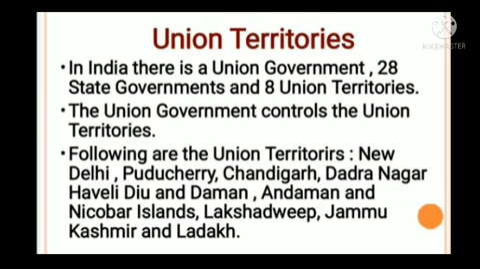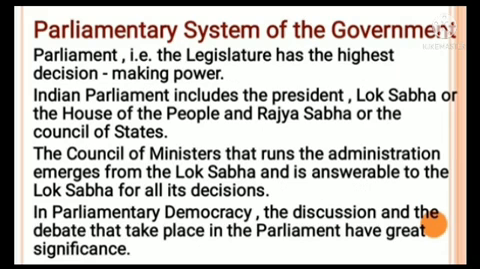Union territories. In India, there is a union government, 28 state governments and 8 union territories. The union government controls the union territories. Following are the union territories: New Delhi, Puducherry, Chandigarh, Dadra Nagar Haveli, Diu and Daman, Andaman and Nicobar Islands, Lakshadweep, Jammu and Kashmir, and Ladakh.